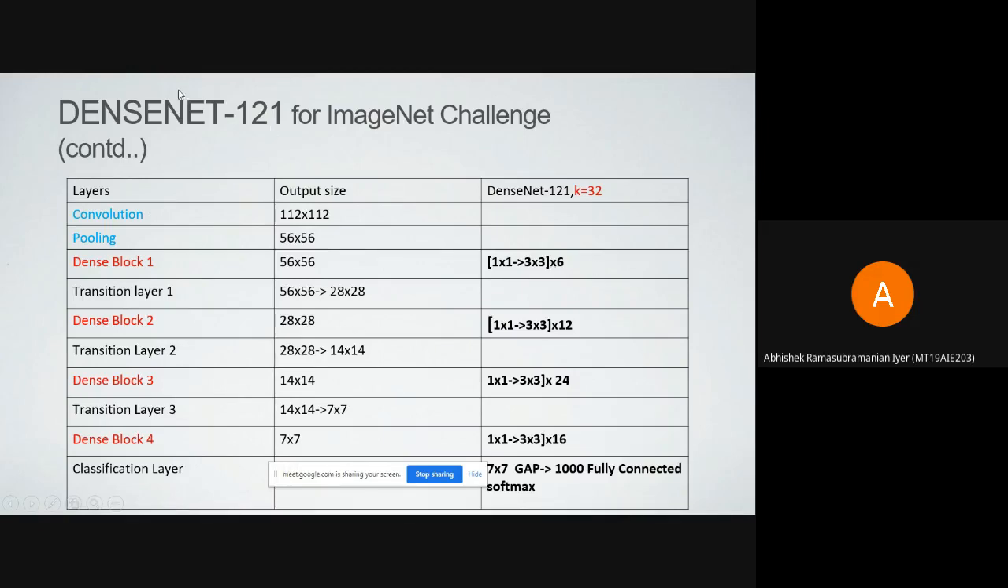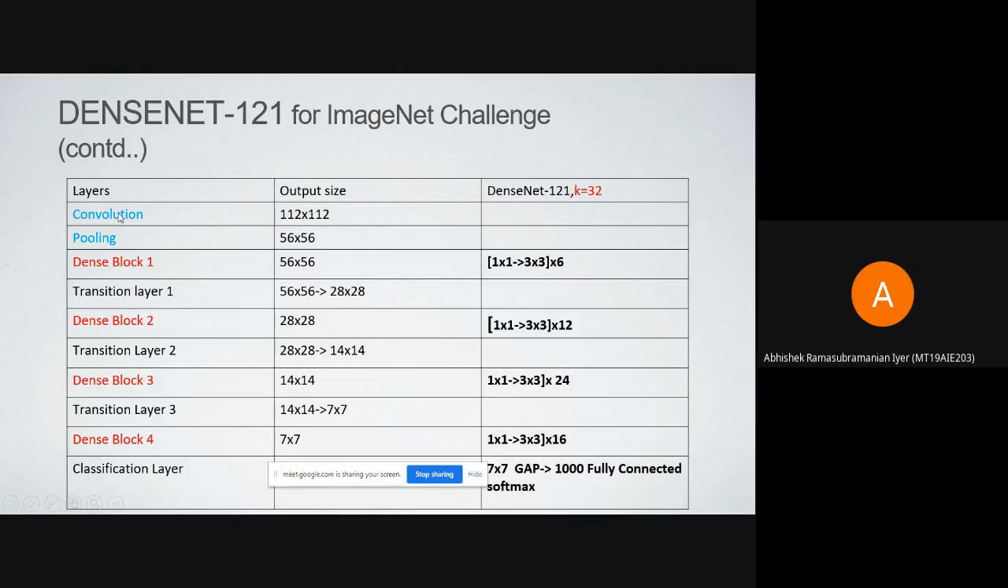Now for this 121, what we see here is we have 1 cross 1 six times, and 3 cross 3 also six times. So this is essentially 12 layers for the first dense block. So let's consider 6 plus 12 is 18, 18 plus 24 is 42, 42 plus 16 is 58, and into 2, because each of them has two convolutions. So 58 into 2 is 116, followed by which we have three transition layers, and hence we get 116 plus 3, which is 119.